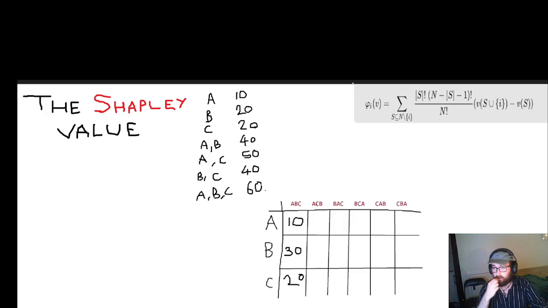All right, if it's ACB, A is making 10. When C joins A, they go right up to 50. So C's adding a lot of value. And then B just adds a little bit at the end. Now BAC, B on their own, makes 20. Now if A joins first, A is adding 20 of value.